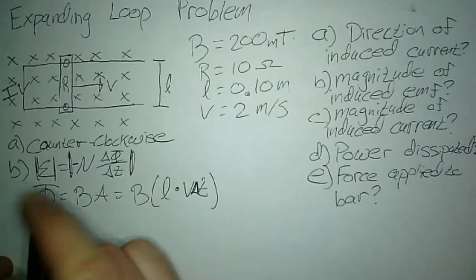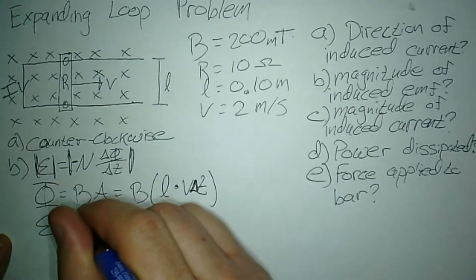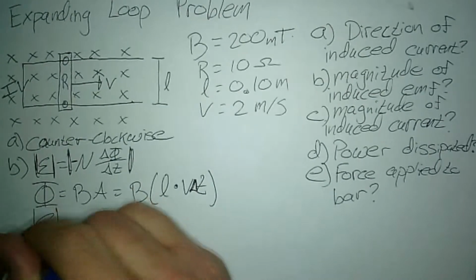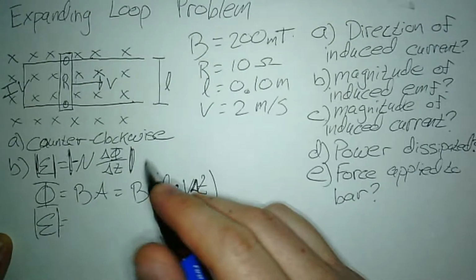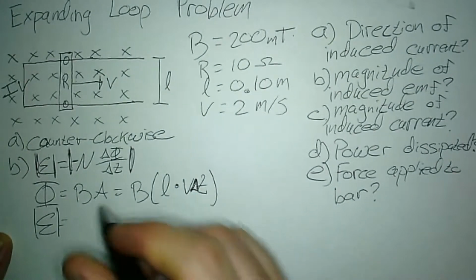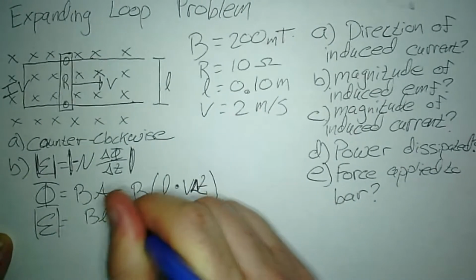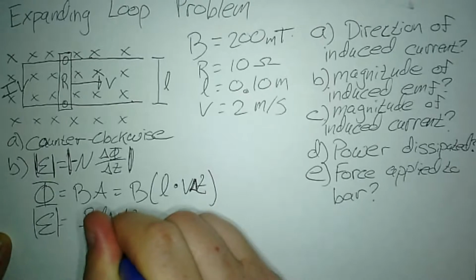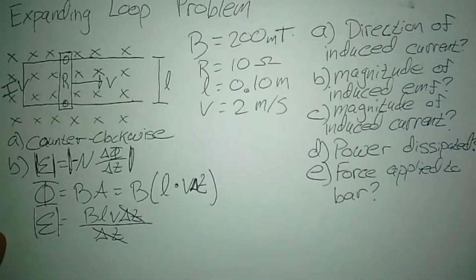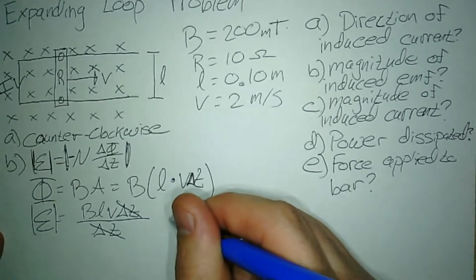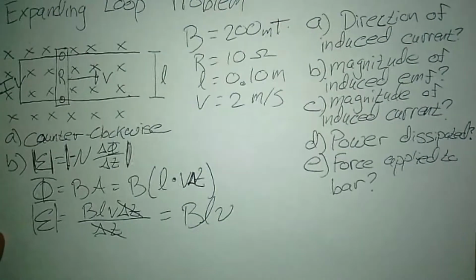Now if I want to find my EMF, the magnitude of the EMF is going to equal 1, because there's only one loop, times this over delta T. So it's going to be B L V delta T over delta T. My delta Ts immediately go away. And so the EMF I am generating is going to be the magnetic field times the length times the velocity.